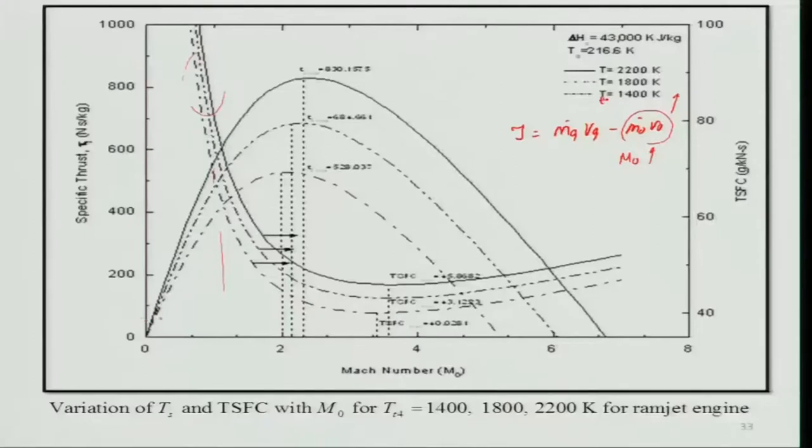Therefore, the problem of zero static thrust at Mach number zero is really a critical problem for the ramjet. You can also note that TSFC goes on decreasing as you are decreasing the temperature. In other words, when I am increasing the exit temperature from the combustor, the TSFC goes up, which is obvious because as you want higher temperature, you need to consume more fuel, right?